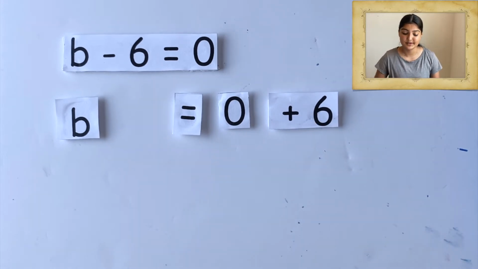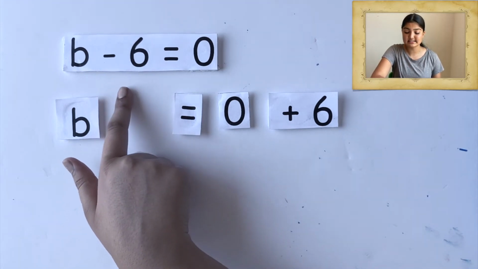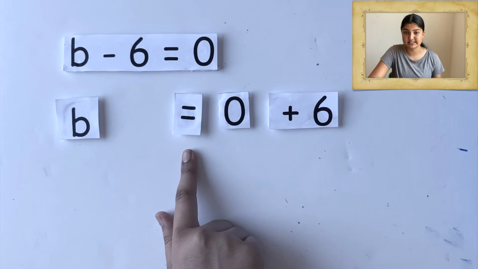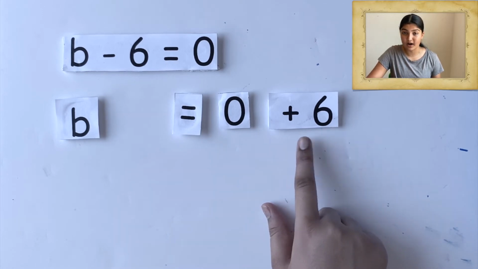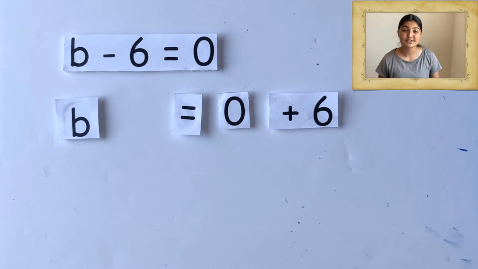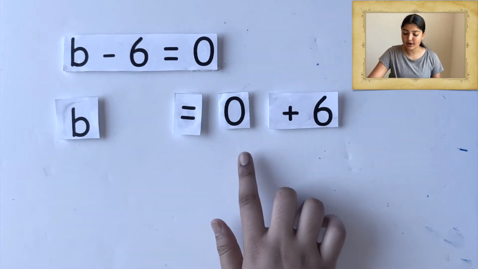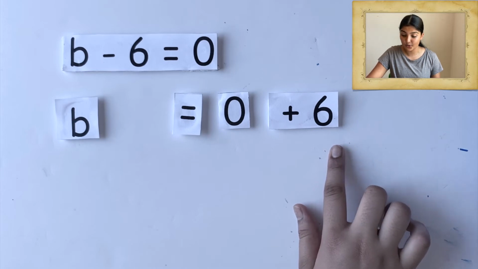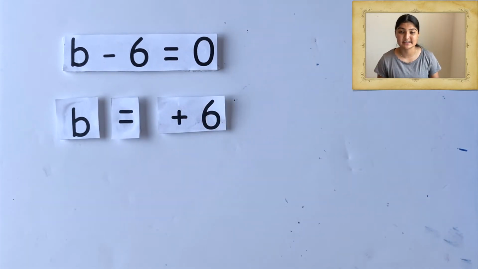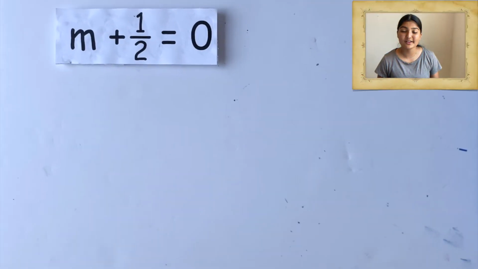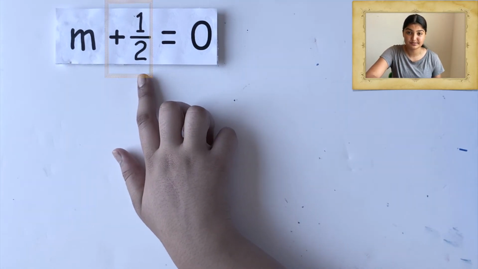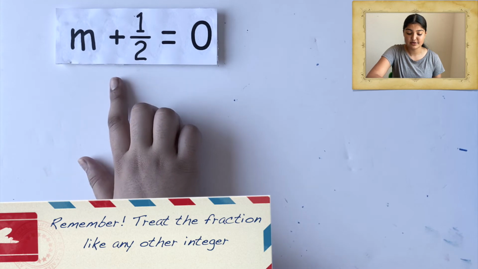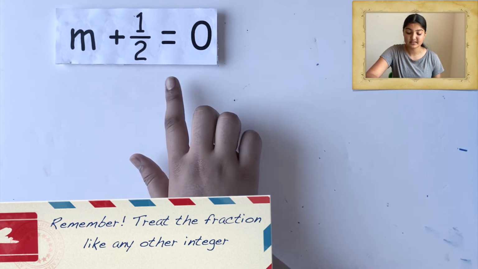As you can see, we took negative 6 to the other side of the equal sign, and it became positive 6. So the value of b is 0 plus 6, or positive 6. Let's look at something a little different. Here is another equation. But notice how this equation has a fraction. m plus 1/2 is equal to 0.